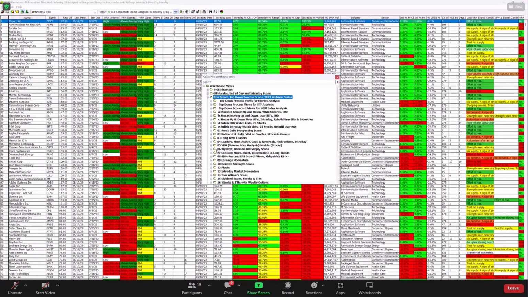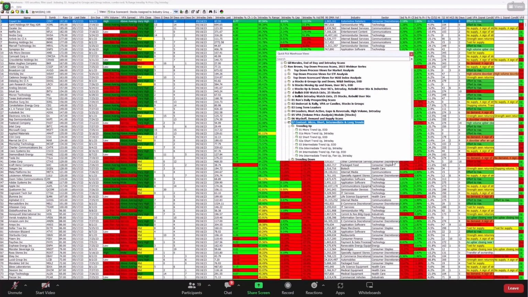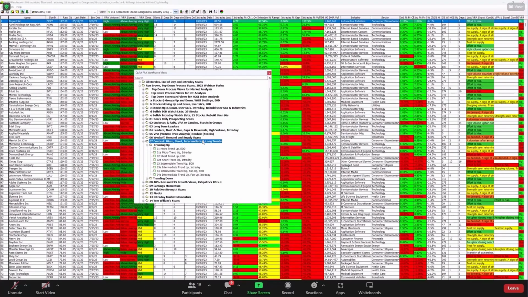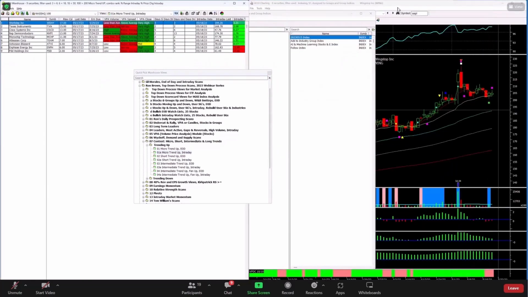Down here at folder number 7, where it says context, micro, short, intermediate, and long-term trends. Now, what I've done is I have created scans for all of these. And if you're looking for stocks that may be emerging or are emerging, there's no guarantee they're going to follow through. You can click on micro. And I'll just minimize this.